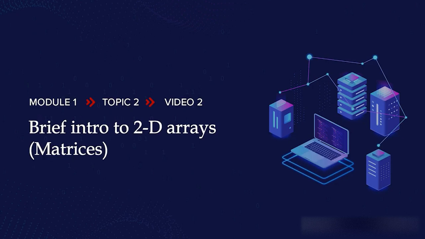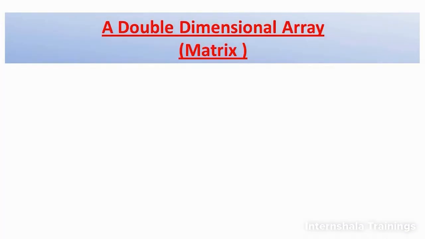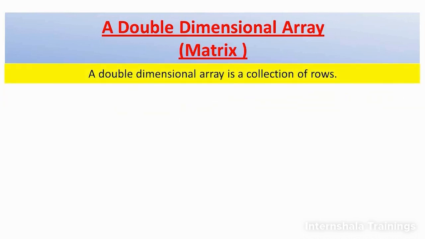In this very brief lecture, I am just going to talk about multidimensional arrays. In multidimensional arrays, we have different kinds of arrays like double dimensional arrays, triple dimensional arrays, etc. But the most important one is the double dimensional array because it is the most used. A double dimensional array is nothing else but just like a matrix. In other words, we can say that a double dimensional array is a collection of rows.